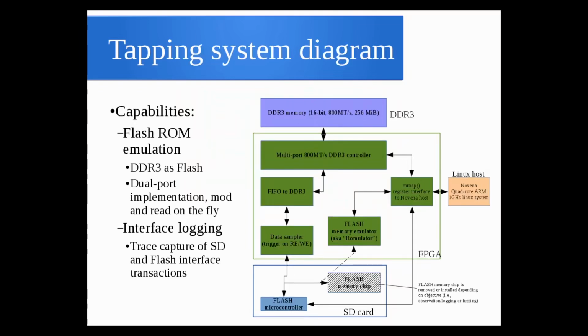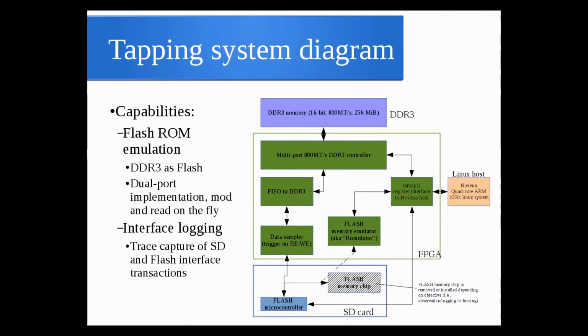The tapping system diagram, you can see here, this is sort of like a block diagram of what's on the inside. The green stuff is all in the FPGA. The pink stuff on the right, or salmon or orange, I don't know what it is, is the Linux host. It talks through a memory mapped register interface. And then on the bottom side is where the SD card is. And for the SD card, we can either override the memory of the flash chip and do what we call a ROMulator. We use the DDR3 memory to emulate about 256 megabytes of flash memory, or if we want bigger, we just loop it over and over again and just record when addresses are out of range. Or we can just do a logic analysis with it.